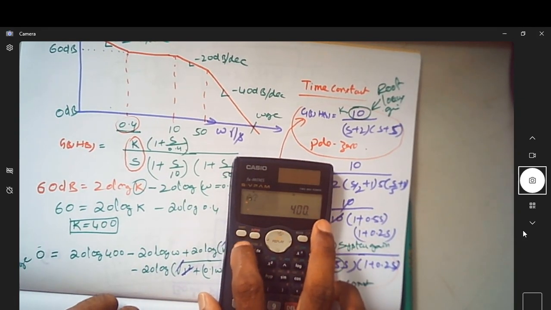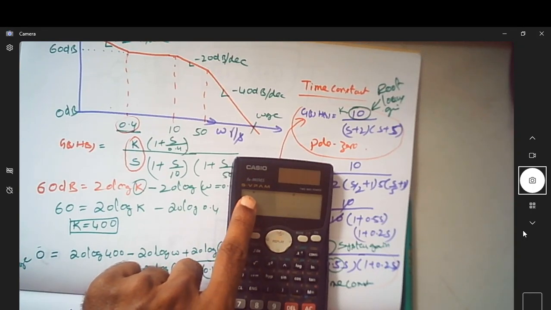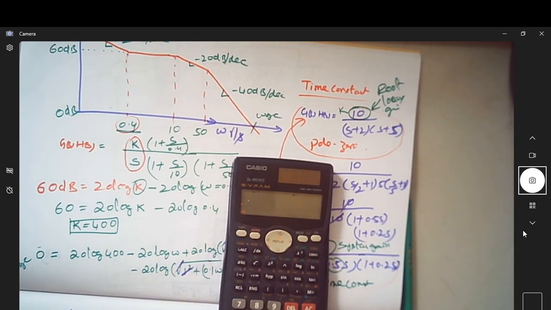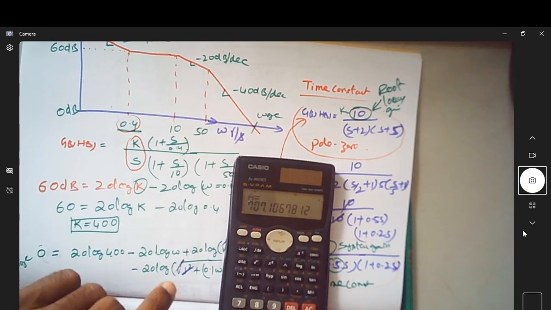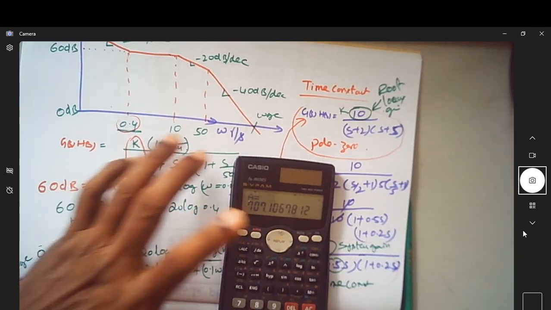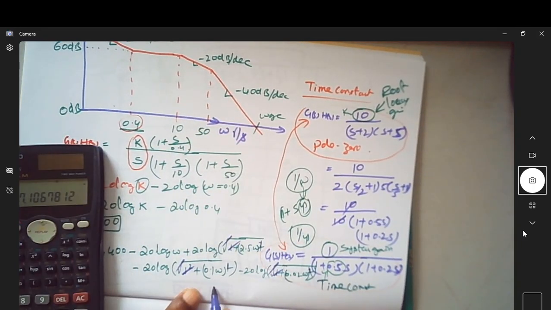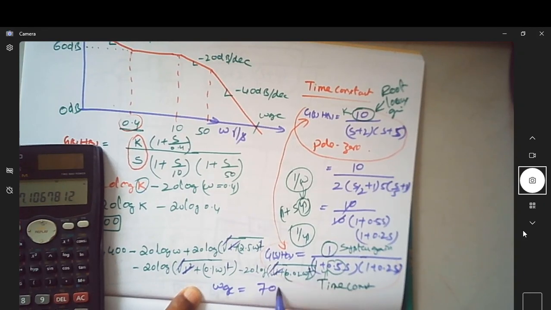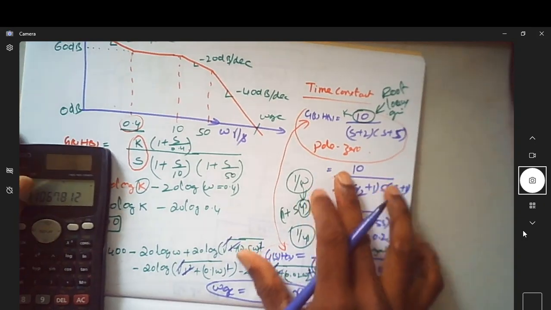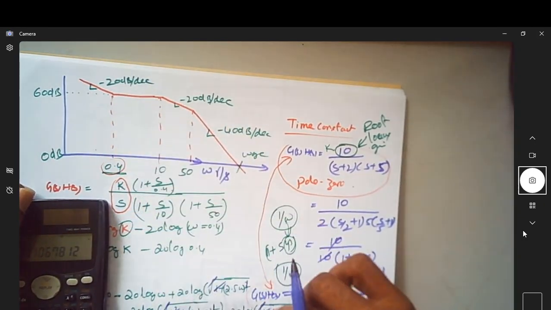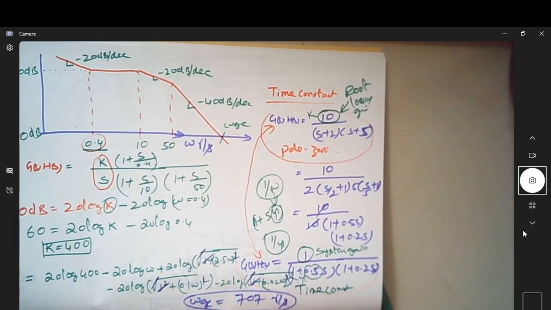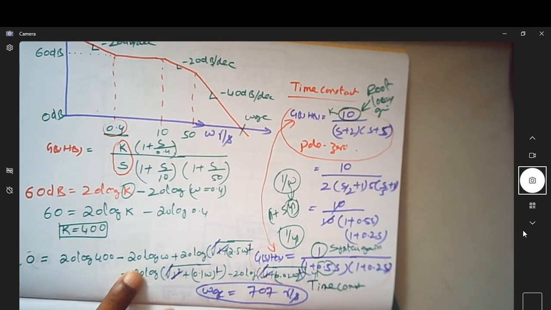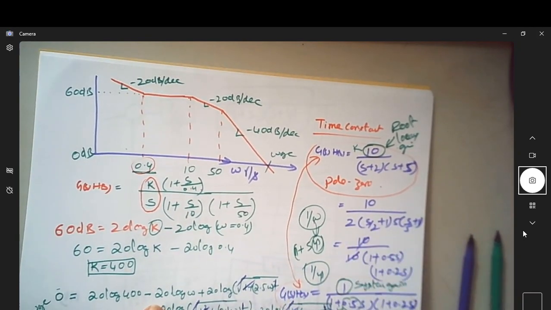Now I will do shift calc. Whatever value I get will be omega GC. Naturally, you can see omega GC will be away from 50, it will be more than 50. Can you see it is now 707 radian per second. So this omega GC is 707 radian per second. I'll ask you to similarly plot this on a semi-log sheet, and you'll get exactly the same thing. So now omega GC happens to be 707 radian per second. Let me explain this again.